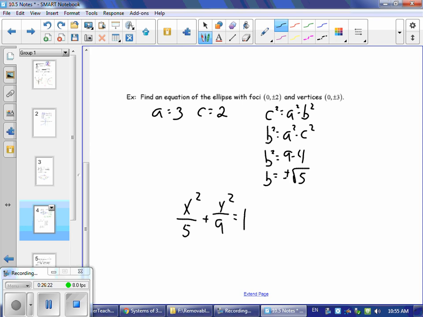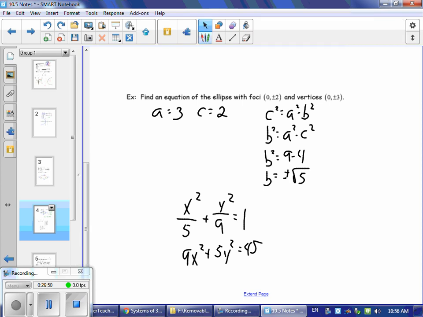Now if you go to look in the book, maybe it's not written in this way, maybe they wrote it the way that we gave it in the previous problem above, which is basically getting rid of the fractions. So if we get rid of the fractions, we're going to multiply by the common denominator, which looks to be 45. Multiplying everything through by 45 would give us 9x squared plus 5y squared equals 45. And either one of those are perfectly acceptable answers. Just depends on what form they're looking for.